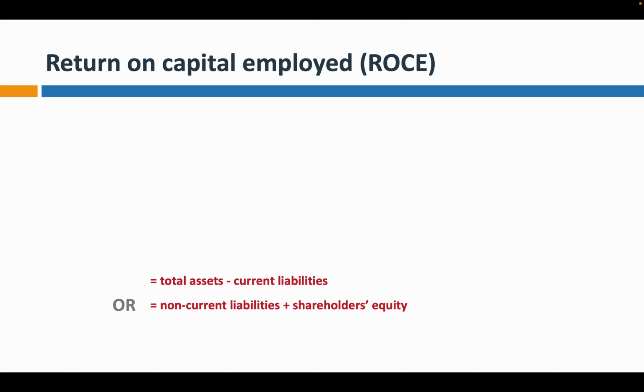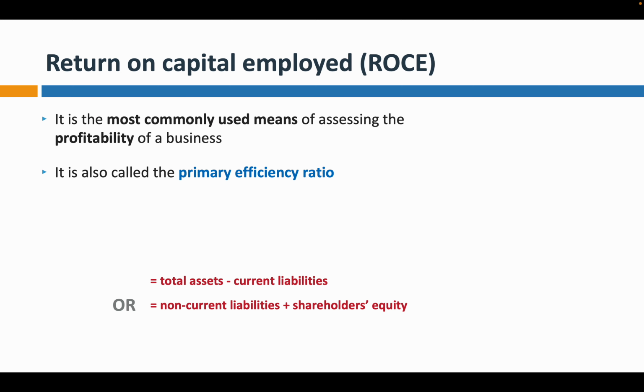Now, the second profitability ratio that I would like to cover, or actually the third one, because we already covered the first profitability ratios, is the return on capital employed. The return on capital employed is the most commonly used means of assessing the profitability of a business. It is also called the primary efficiency ratio.